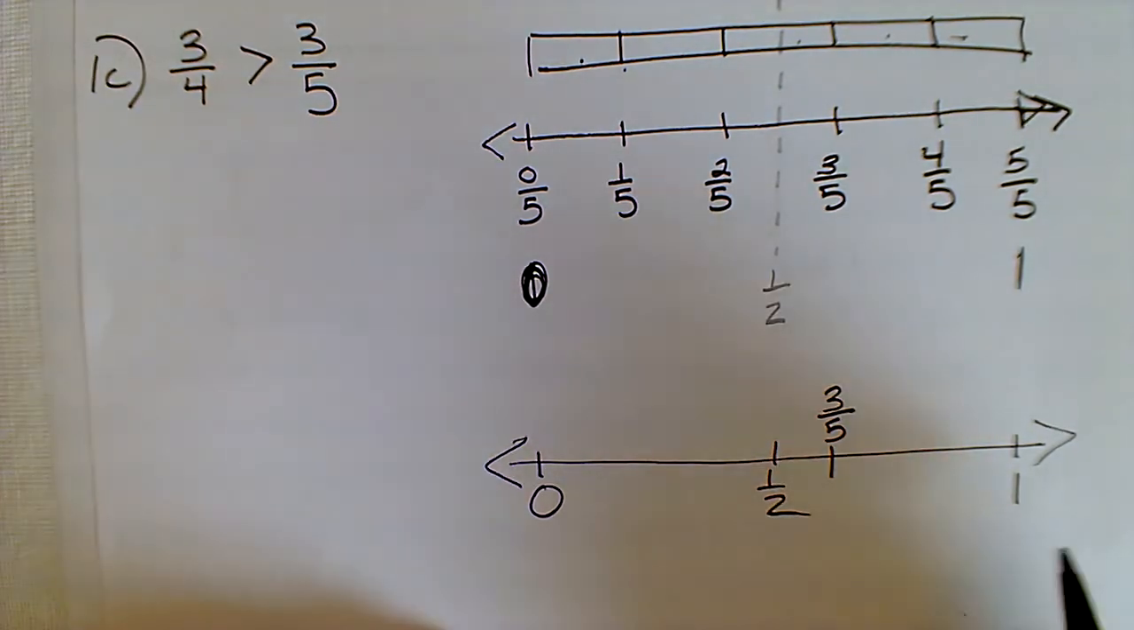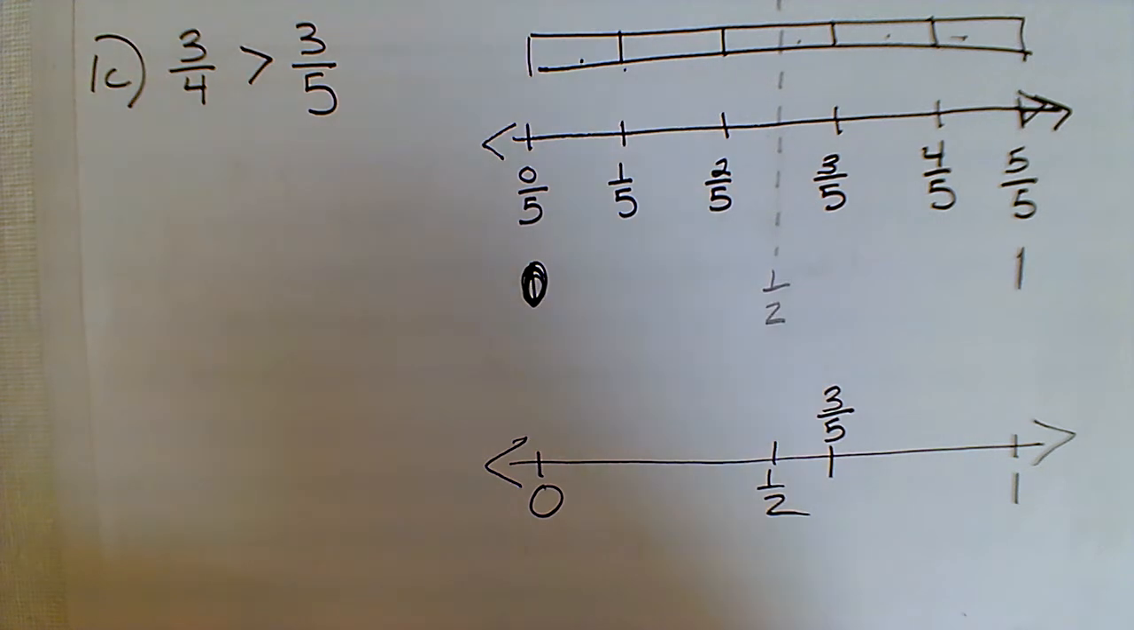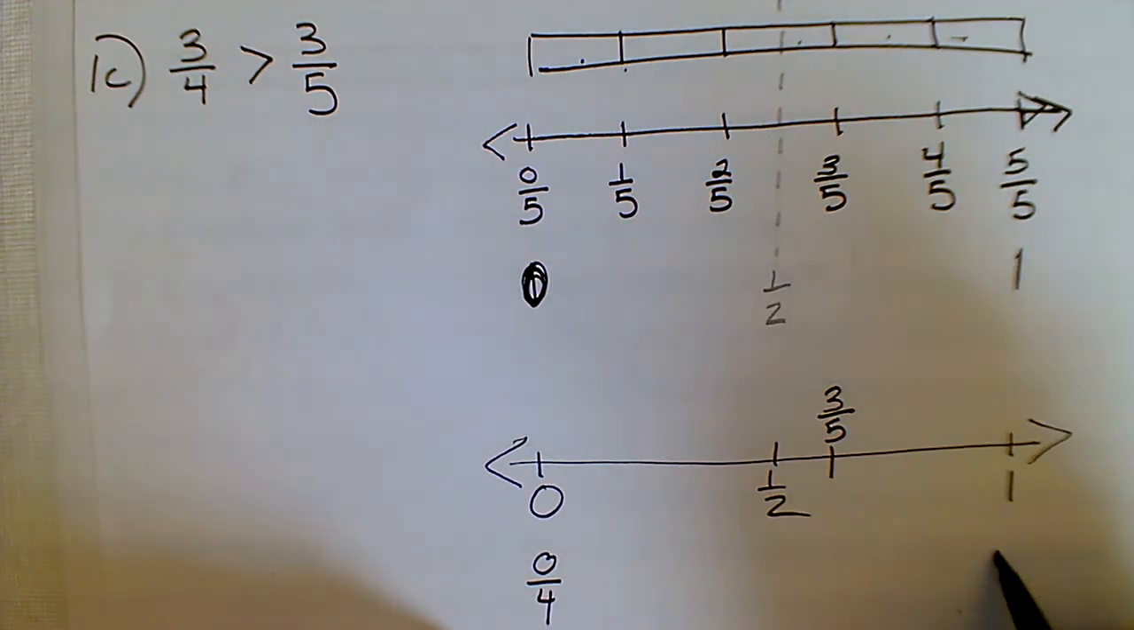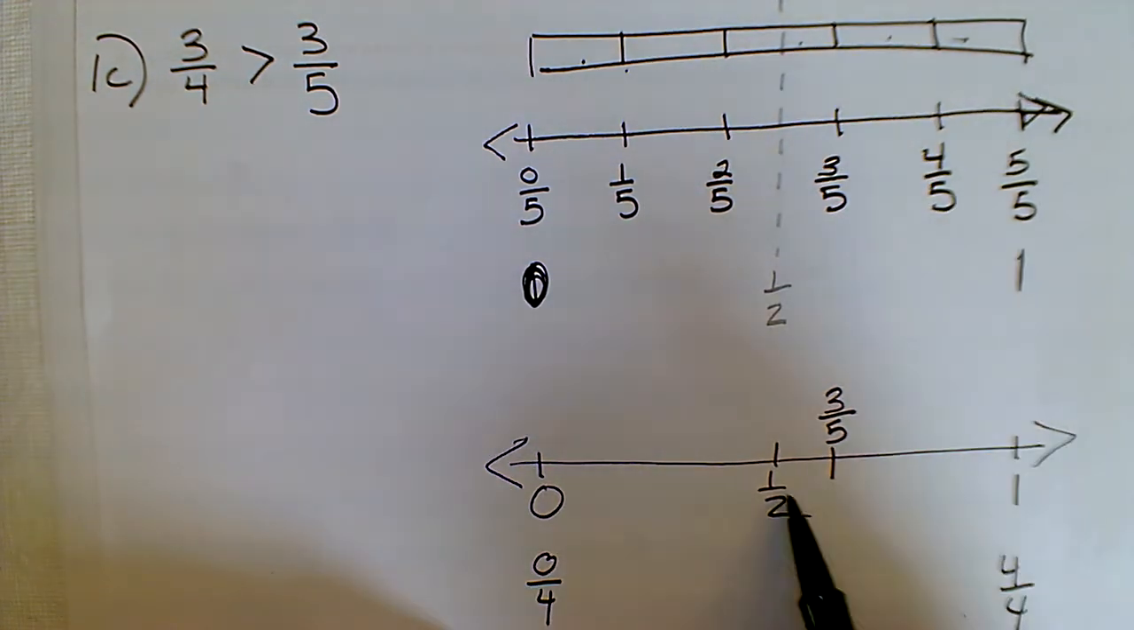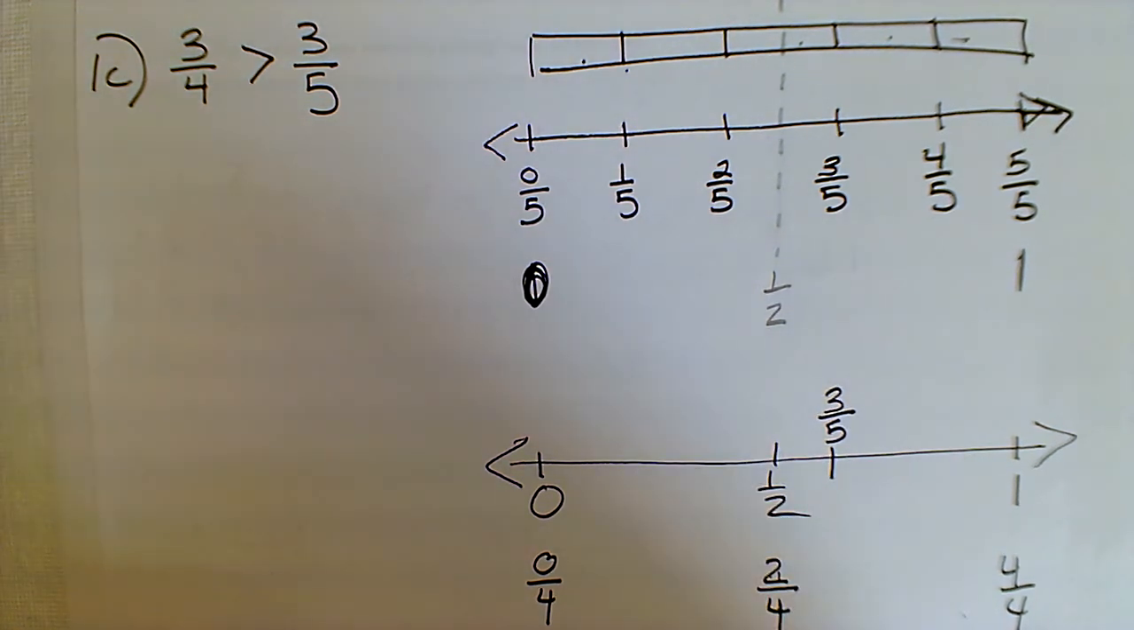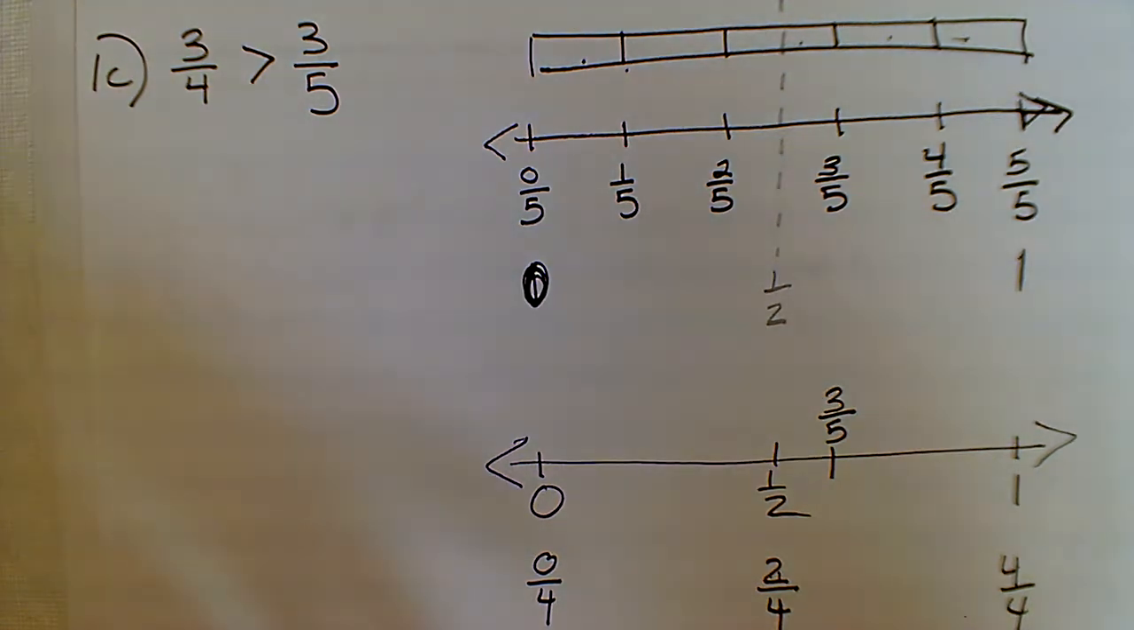So if I'm looking at 3/4 and I want to figure out where it is, let me turn my benchmarks into fourths. So I'm going to have 0/4, I'm going to have 4/4. And then for the halfway mark, what is half of 4? Half of 4 is 2. So 2/4 is equivalent to 1/2.